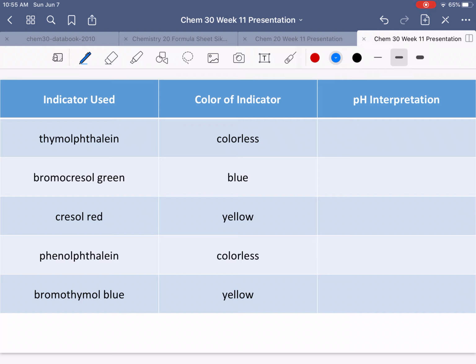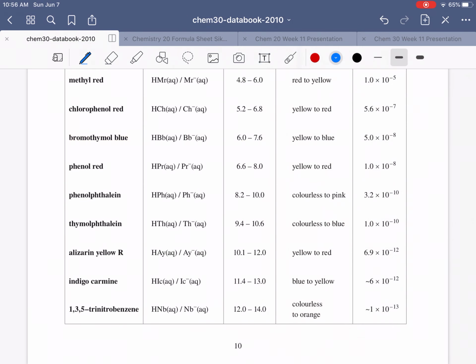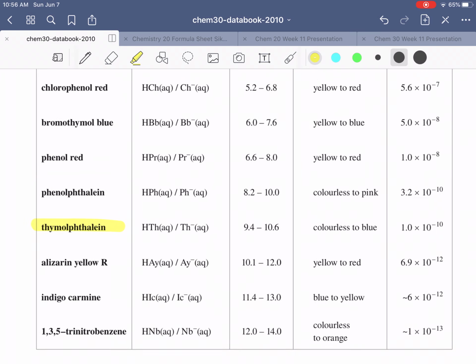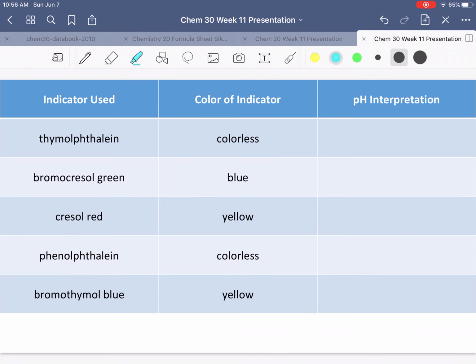So first thing we do is we say, okay, we've got thymolphthalein. So we would skip over to this data booklet page again. I'm like, okay, where's thymolphthalein? Here it is. Great. And then we'd say, okay, thymolphthalein is from this range to this range. And those are the numbers that you want to write down by the thymolphthalein. So I'll show you what I mean.